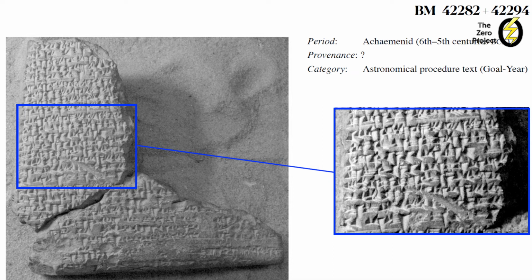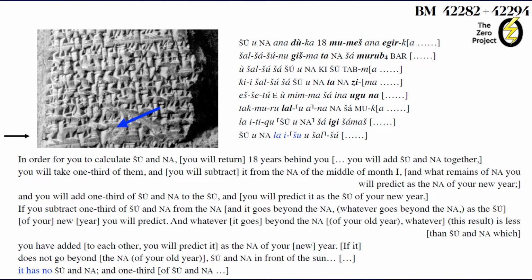Here's another astronomical procedure text, also from the same period, though not dated, so it is more difficult to determine where between the 6th and 5th centuries it falls. It's a rather complicated algorithm. I won't go into it. What's important is only the end here, the last line, in which you are calculating shu and na again for the sunrise to moonset and so forth for a given period, and this is a prediction, how to predict it, and you arrive at a situation where it has no shu and na, expressed as la ishu. La ishu: does not have.